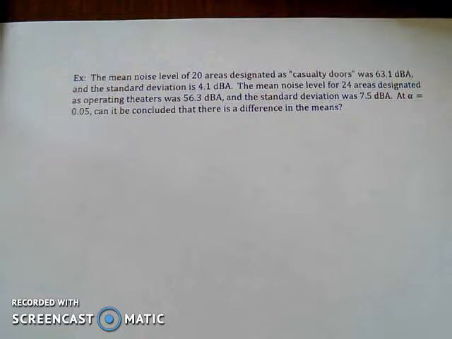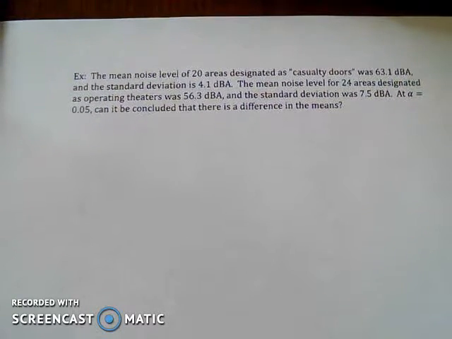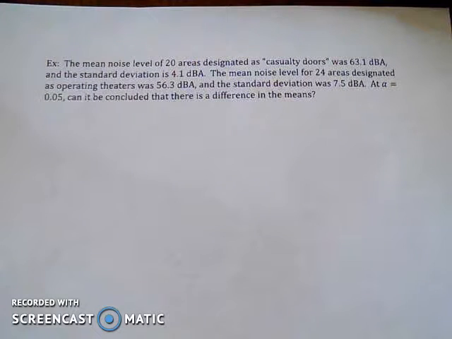All right, last two problems for chapter 9. The mean noise level of 20 areas designated as casualty doors was 63.1 dBA, standard deviation 4.1. Mean noise level for 24 areas designated as operating theaters was 56.3, standard deviation 7.5. So this is like in a hospital. They have different doors apparently. Anyway, it never says population in there, so that's why we know we need to use our T chart instead of our Z chart.